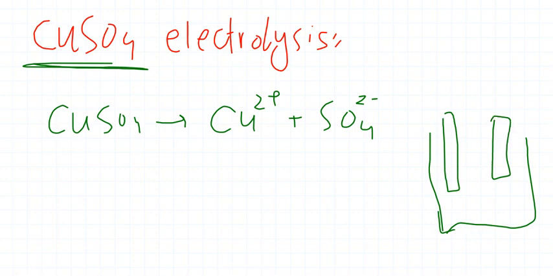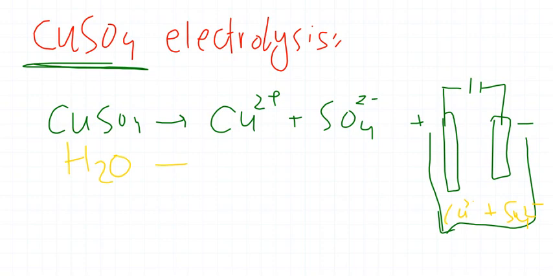One has positive and the other has negative charge because they're connected to the battery. And now we have the copper ions plus SO4 2- ions and they are in the water. So we will also have H+ plus OH- ions here as well. So in this case you can see there is a competition between copper and hydrogen. How will we decide which will go towards the cathode?